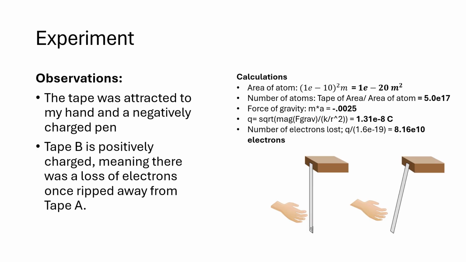In addition to the experiment, we also made some observations, which were that the tape was attracted to my hand and to a negatively charged pen, and that tape B was positively charged, meaning there was a loss of electrons once ripped away from tape A.